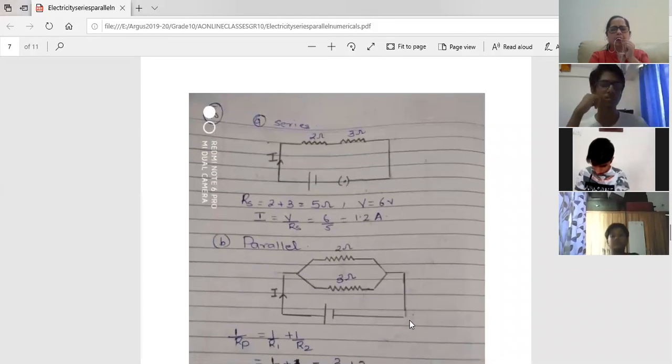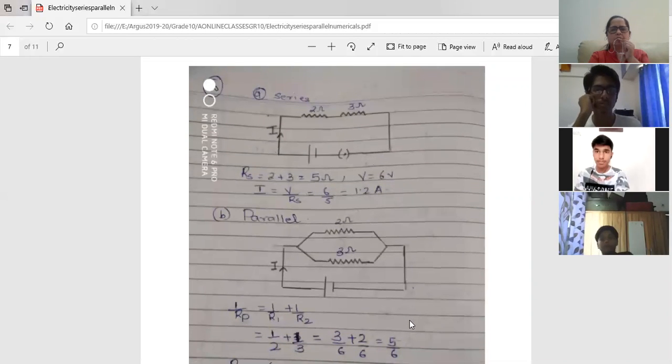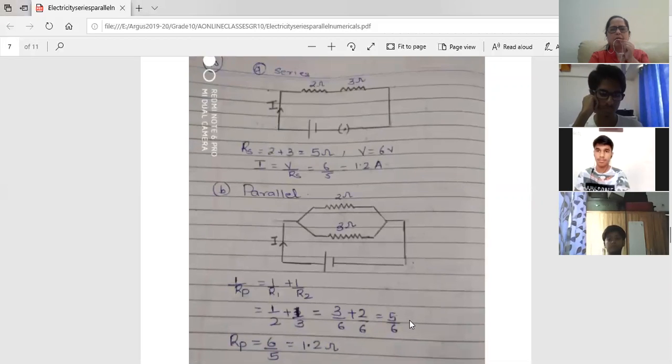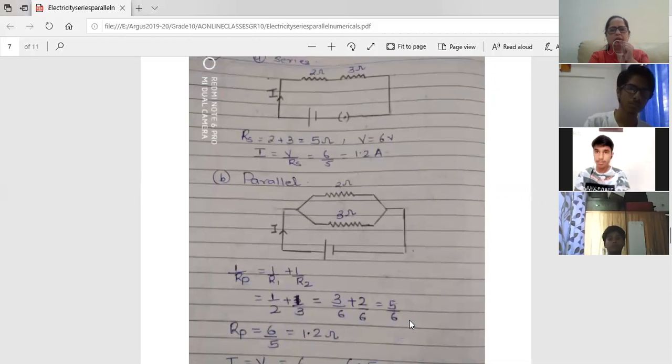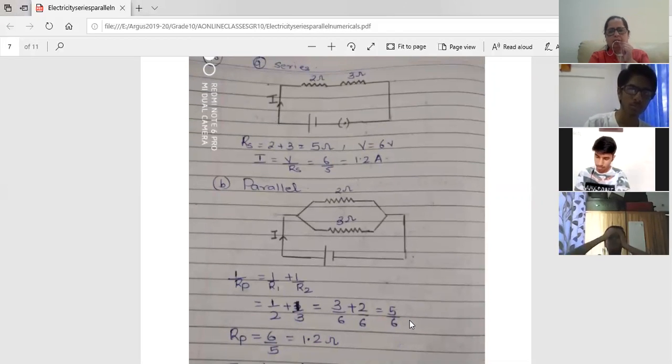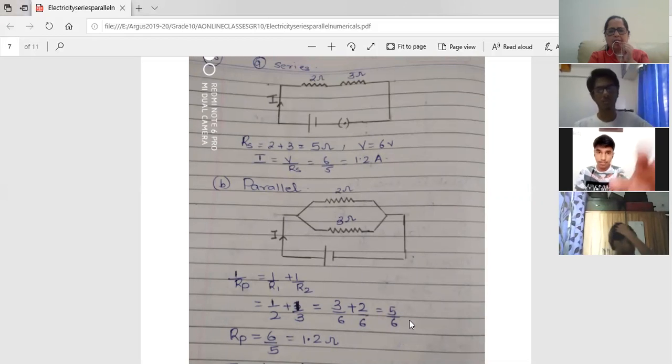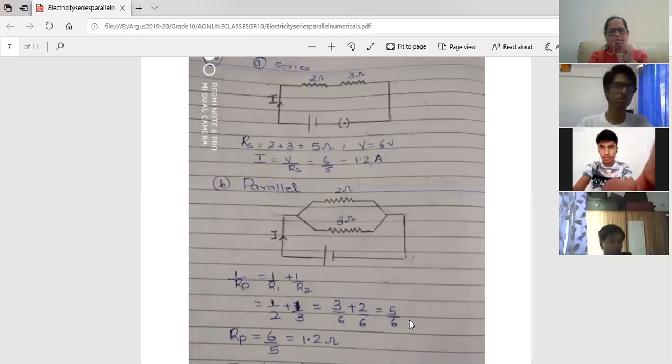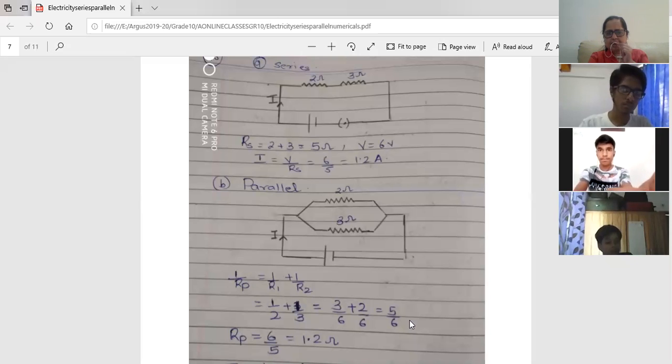So 1 upon Rp will be 1 upon R1 plus 1 upon R2. So 1 upon Rp will be 5 upon 6. So Rp will be 6 upon 5. Very good. Please understand the formula 1 upon R1 plus 1 upon R2. It is not R1 plus R2 because they are in parallel. And see how I've drawn the connection. Anybody wants to ask?